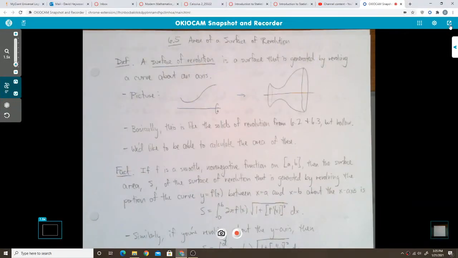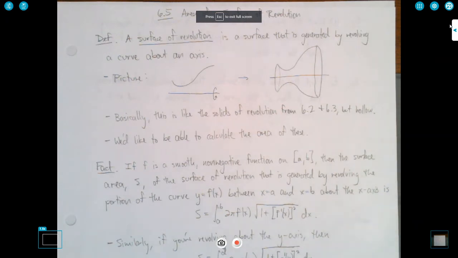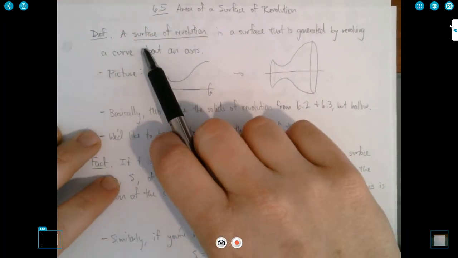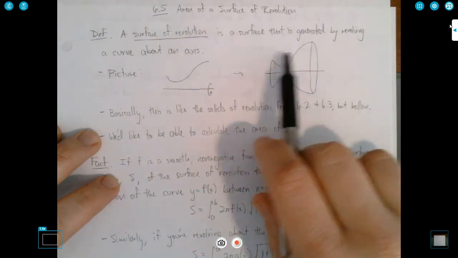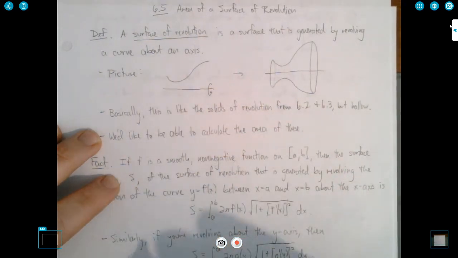All right, let's talk about 6.5. So 6.5 is about the area of a surface of revolution. And this is really kind of an extension of 6.4, when we were finding the length of a plane curve, and you'll see why. So first of all, a surface of revolution is a surface that's generated by revolving a curve about an axis.